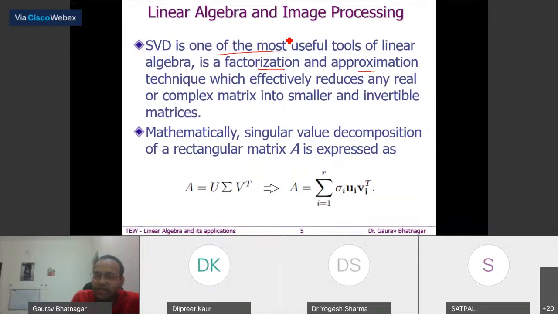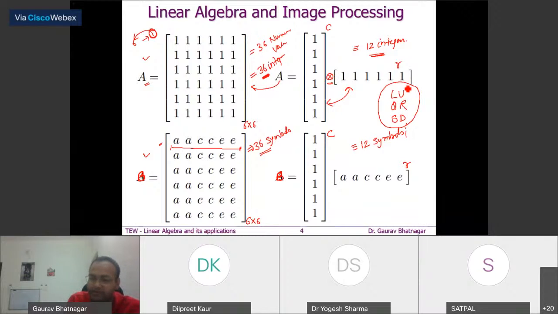So SVD works not only as a factorization method, but also as an approximation method, which effectively reduces any real or complex matrix into smaller and invertible matrices. These two words are very useful in terms of singular value decomposition. When you go back and try these factorization techniques, they are going to give some matrices to you. It may be possible that some of these matrices have a specific property, but not all. Like for QR decomposition, I know that Q is going to be an orthogonal matrix, and R is going to be a triangular matrix. That is the philosophy behind QR.